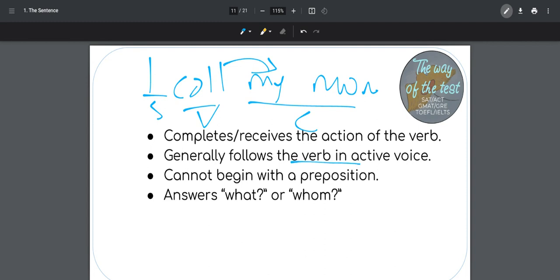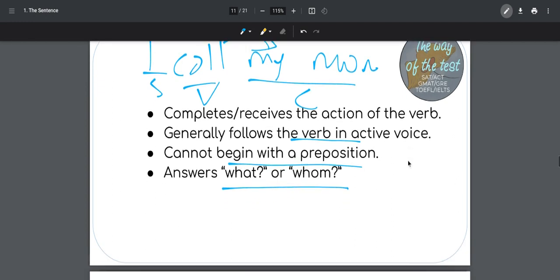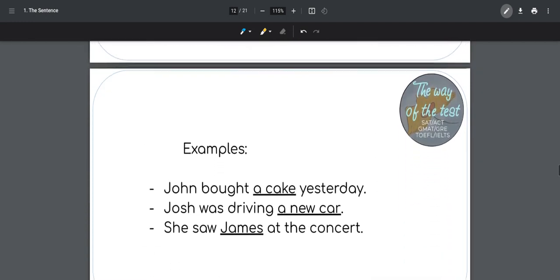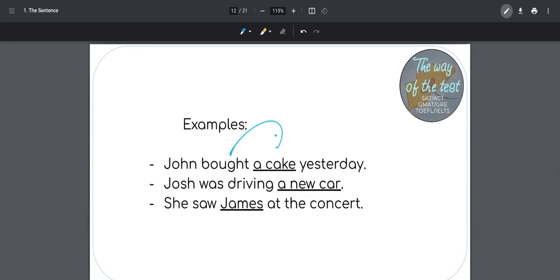It generally follows the verb in active voice, meaning it syntactically goes after the verb. It cannot begin with a preposition and usually answers what or whom, like whom did I call, what did I eat, etc. Copy this if you have to copy, and we're going to move on. So some examples: "John bought a cake." So what is the thing that they bought? A cake. "Was driving a new car." "She saw James." Very important thing: remember that complements can also be people, right? When you see James, or when I call my mom, it is a human being, but it can also act as a complement. Okay, moving on.